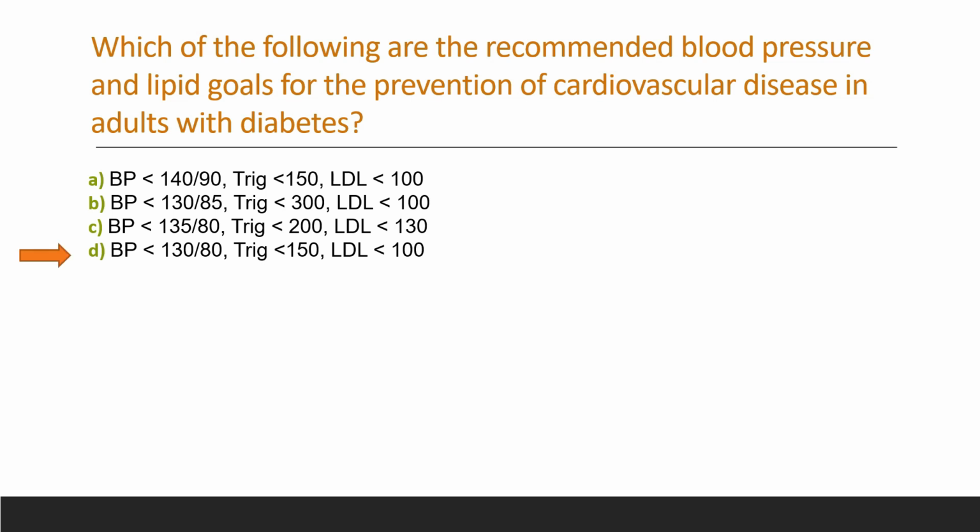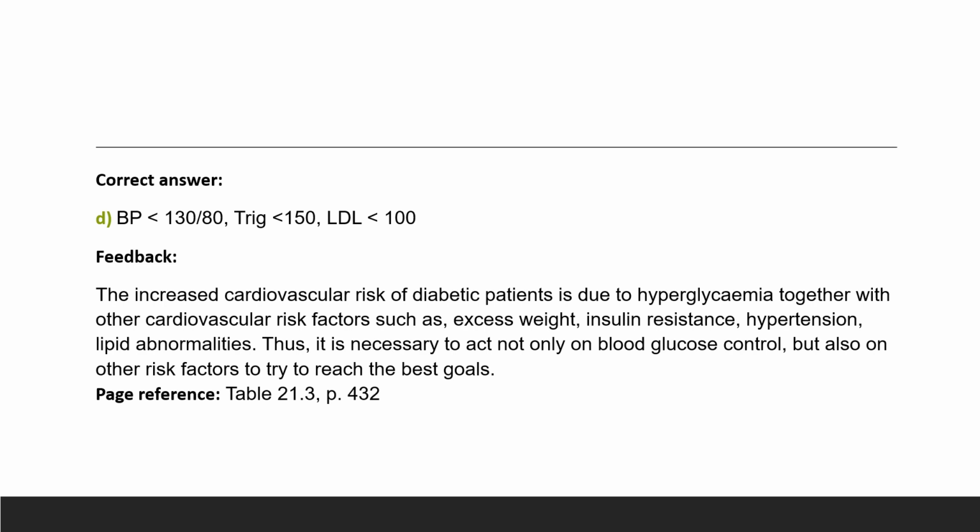with diabetes. So option D is correct: blood pressure should be less than 130/80 and the LDL level should be less than 100. And if we talk about the reason, the increased cardiovascular risk of the diabetic patient is due to the hyperglycemic condition together with other cardiovascular risk factors such as excessive weight, insulin resistance, hypertension and lipid abnormalities, and thus it is necessary to act not only on blood glucose control but also on the other risks to reach the best goal.